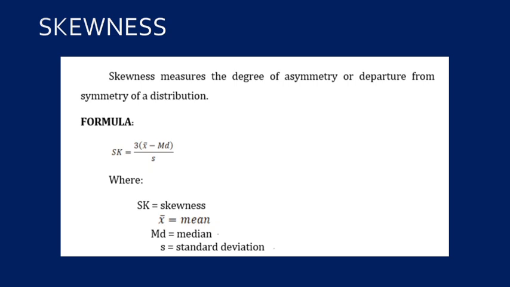So we will not be able to solve for the skewness unless we have the mean, the median, and the standard deviation. So before we solve for the skewness, we will solve first for the mean, and then next would be to solve for the median and the standard deviation.